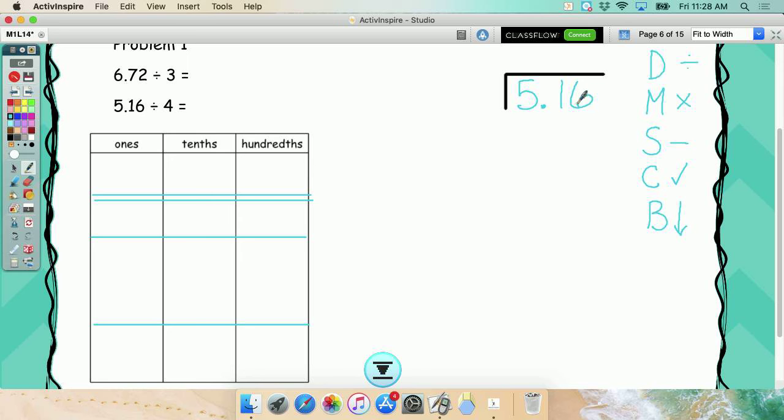Are we dividing by a whole number? Yes. Okay, so I can pop my decimal up. My place value is going to stay the same, so I'm going to have the ones, the tenths, the hundredths. Okay, now over here, I've got to get 5.16 on the place value chart.